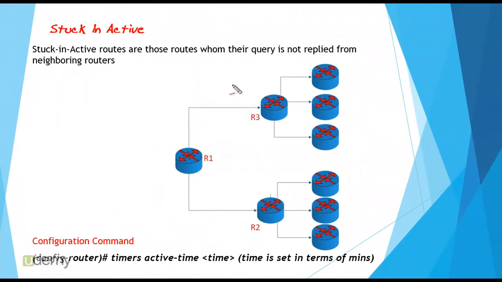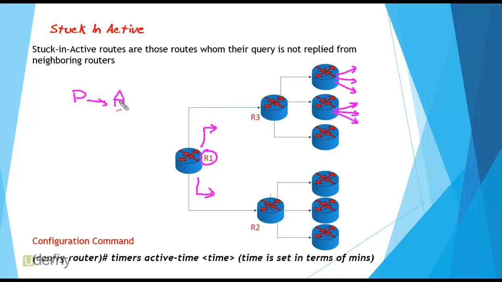What is stuck in active? Consider a network like this and extend it with other routers that I do not draw here. Assume that in router 1 a route fails and there is no feasible successor route. The DUAL algorithm tells router 1, now you have to ask your neighbors if they could help you to reach the failed route. So router 1 sends some queries to router 2 and router 3 and changes the status of the failed route from passive to active.